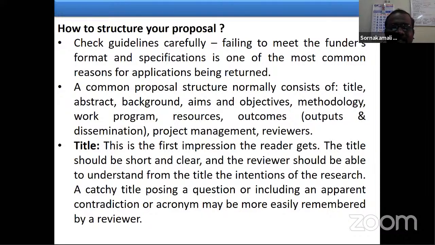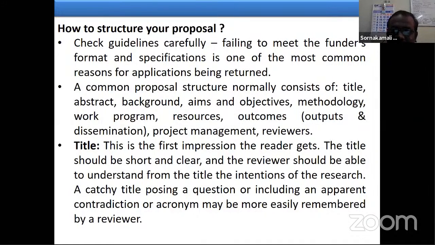So normally, common proposals would have a title, abstract, background, aim and objective, methodology, work program, resources, outcome, then project management and reviewers. These are the common structure of a scientific proposal. Then the title, very simple. It is the first impression the reader will get, but it must be clear. Reviewers should be able to understand the title.